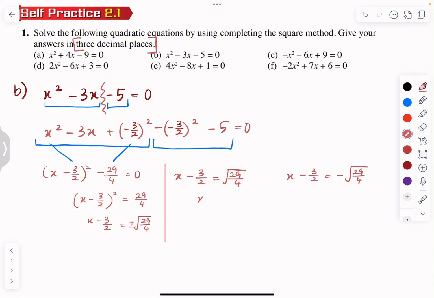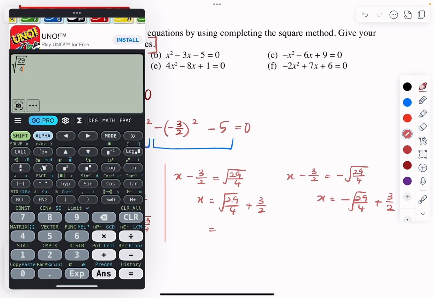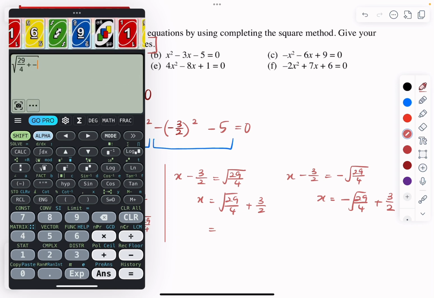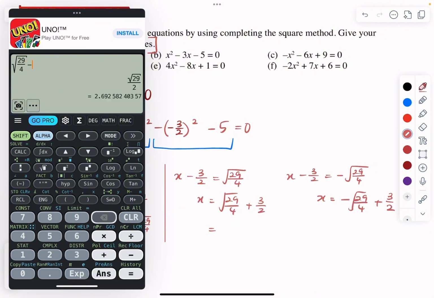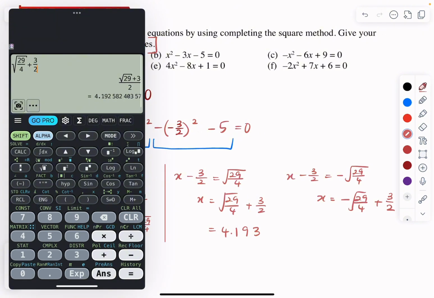So from here, we make x the subject. So it will be square root of 29 over 4 plus 3 over 2. Here will be negative square root of 29 over 4 plus 3 over 2. So you must make sure in your calculator the square root only belongs to 29 over 4. So here we get 4.193, because this is 3 decimal places.